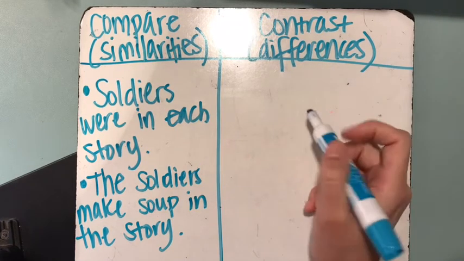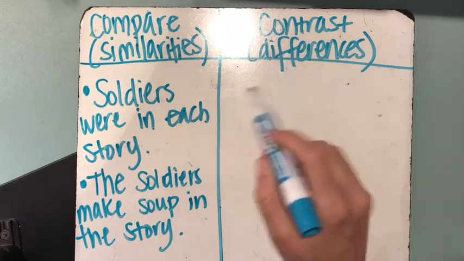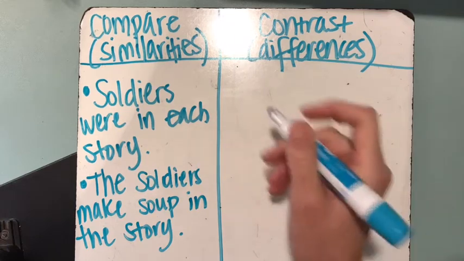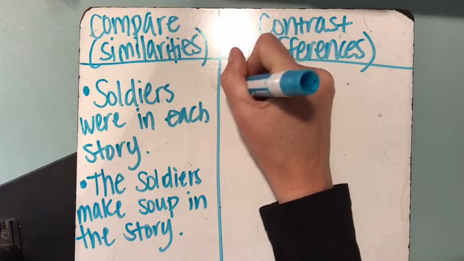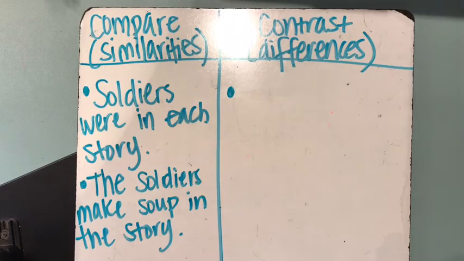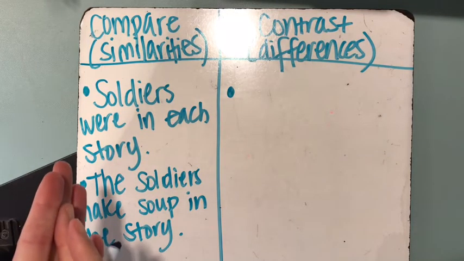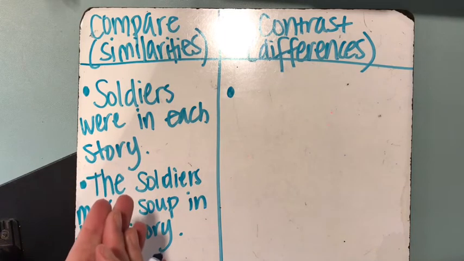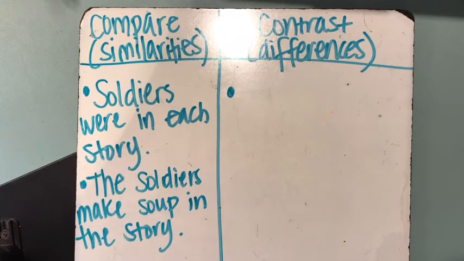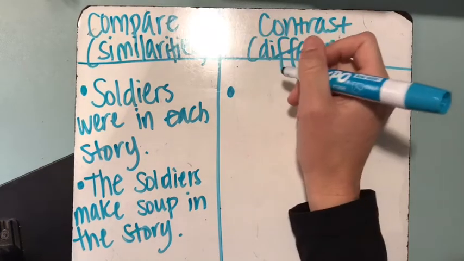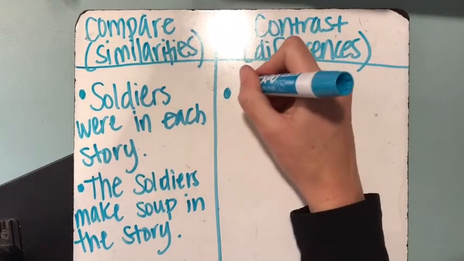Okay, now we're going to look at contrasting. We're going to find the differences, right? The differences. So what are some things that are different between the two stories? Well, I noticed the setting in Stone Soup was probably in England. And the setting in Cactus Soup was in Mexico. So those are two differences that I saw.